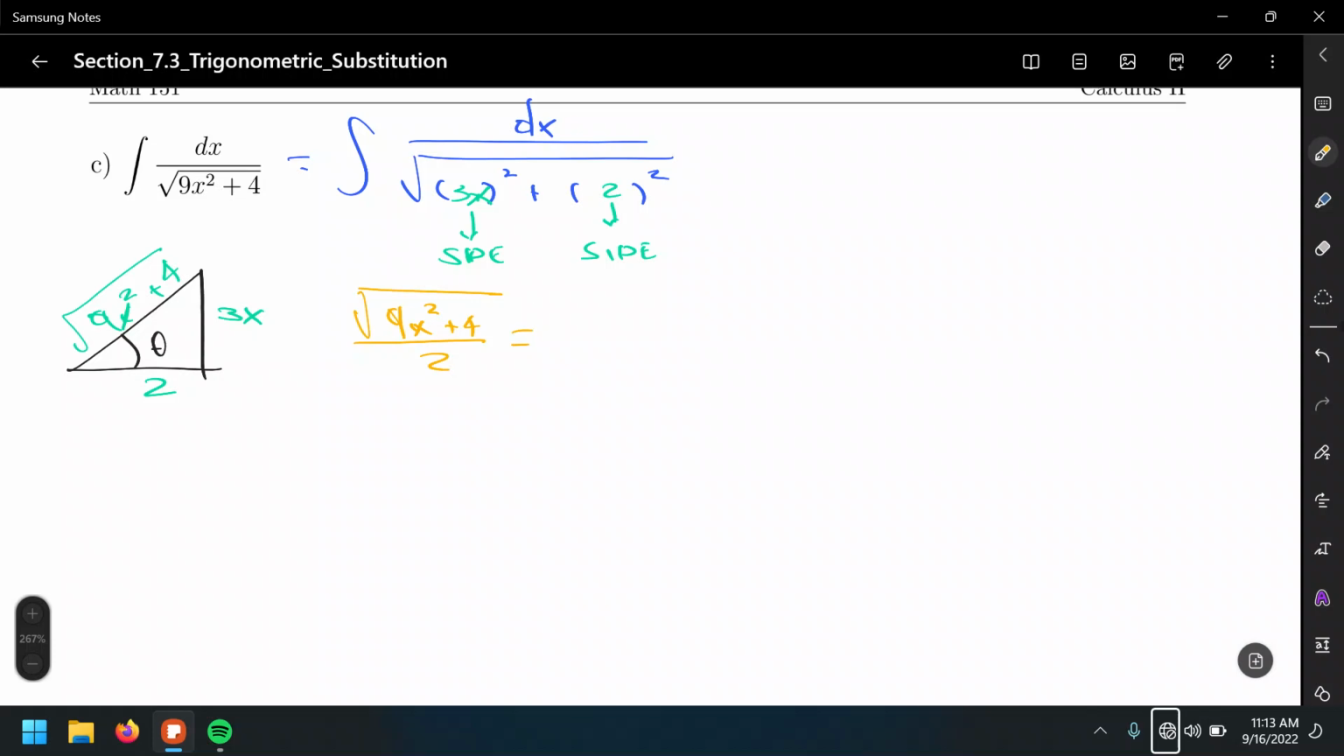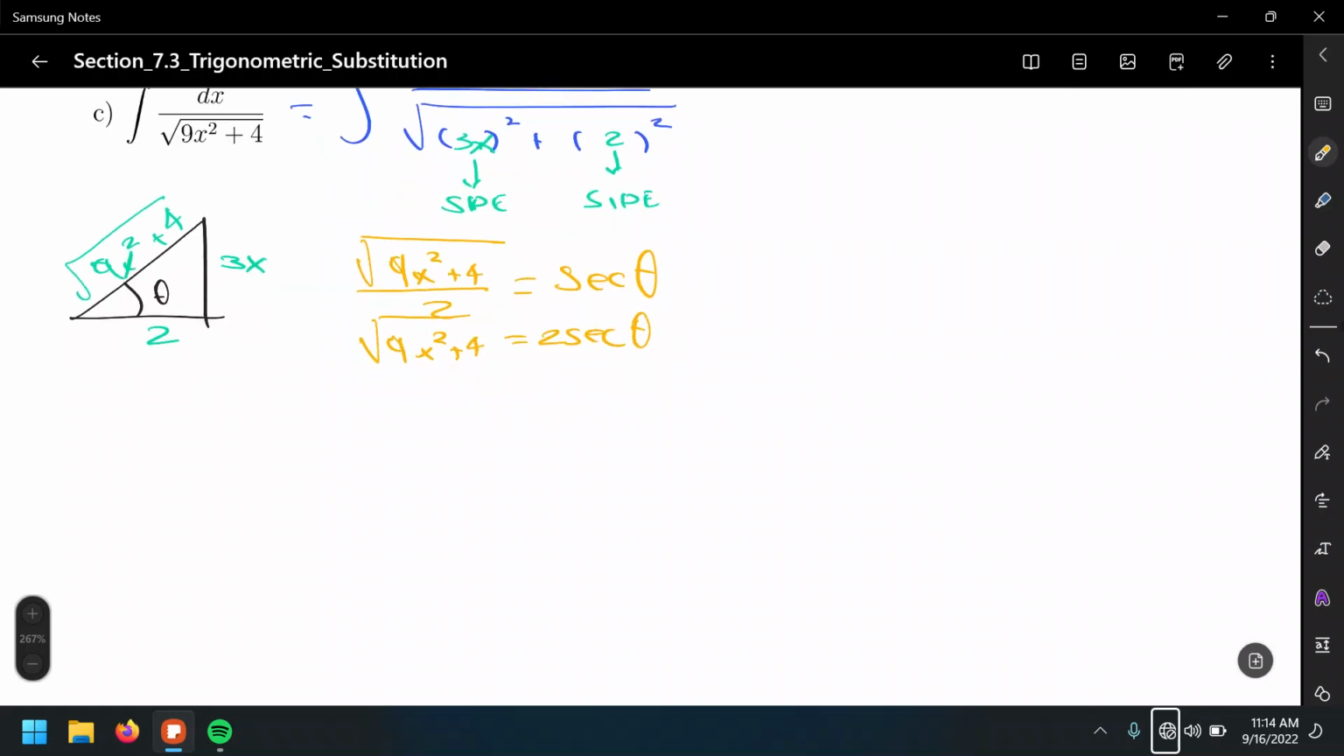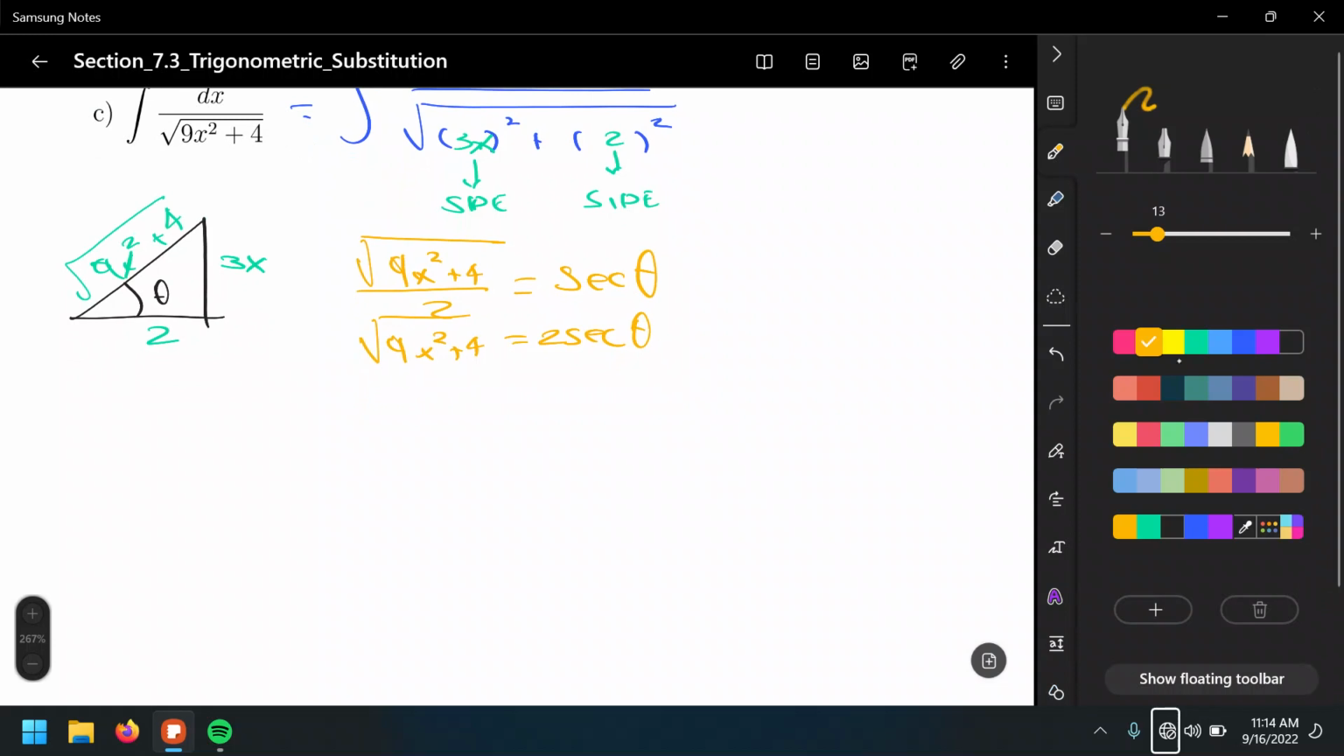Secant, which is the reciprocal of cosine. Yes, the two sides that we're relating are hypotenuse and adjacent. However, depending on the order, in this case this is secant theta. Solve for the radical: the square root of 9x squared plus 4 equals 2 secant theta. Okay? So that's number one in the substitution.